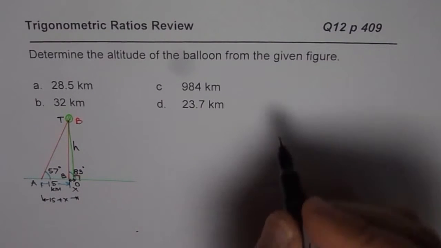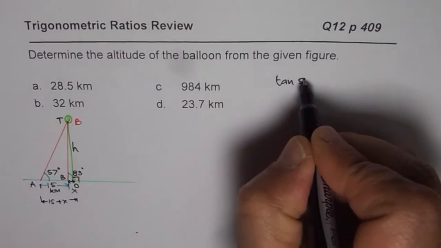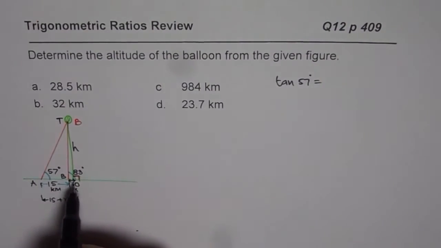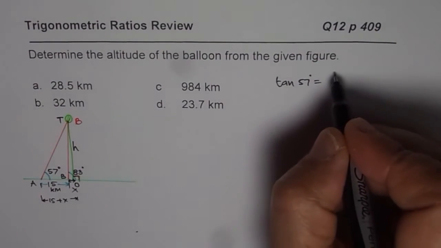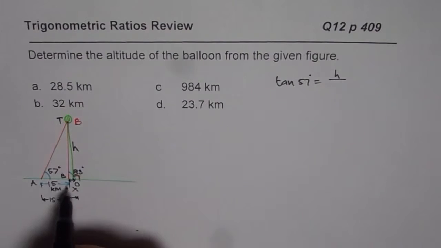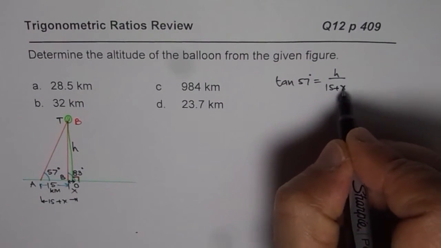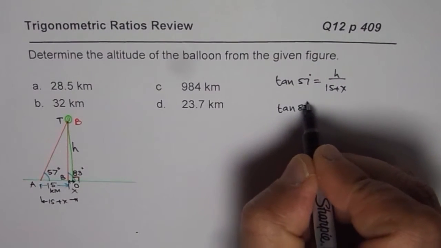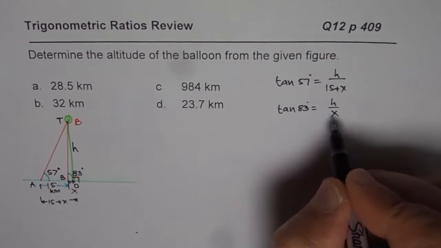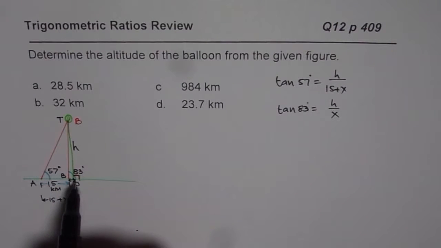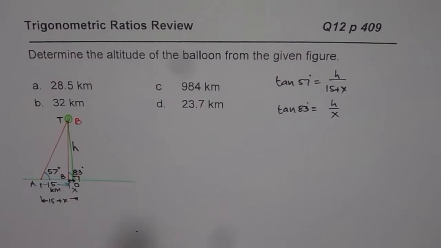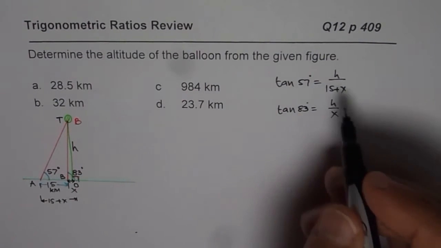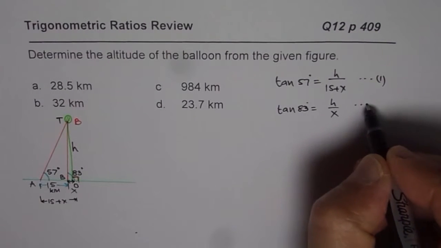So let's use the tan ratios. So first one is tan of 57 degrees is equal to this height h over TO, right? So we can write it as height over 15 plus x. And then tan of 83 will be height over x, right? Where x is the distance from the foot of the perpendicular from the balloon to the station B. It is also assumed that all these three things are in a straight line. Okay, now from here, let us say this is my equation 1, that is my equation 2.